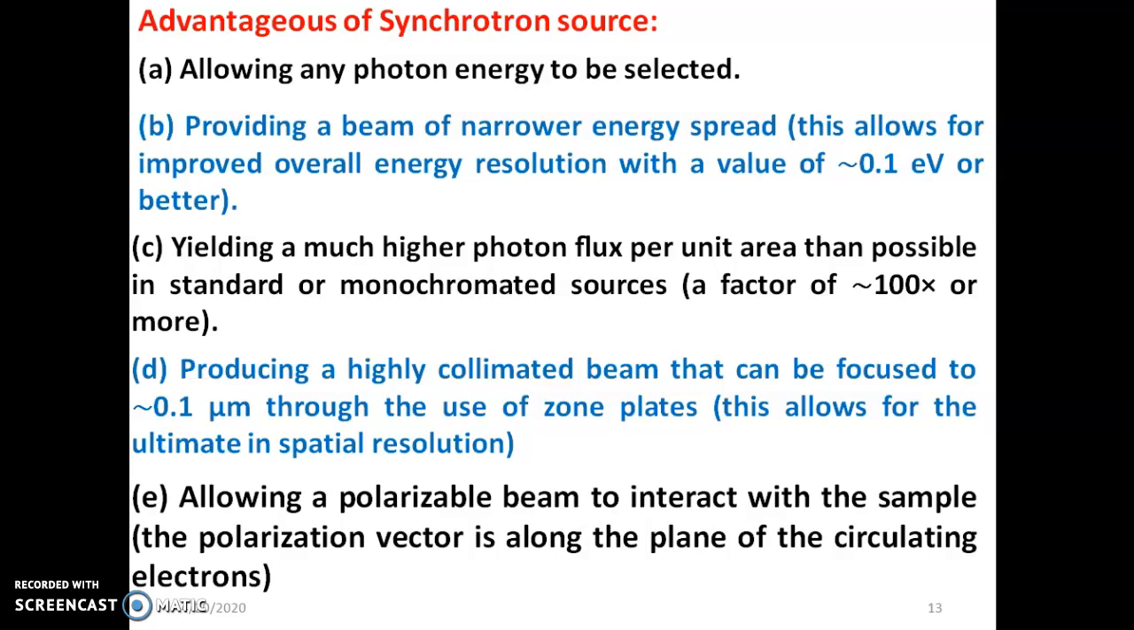Now we know that there are unpolarized and polarized beams. The polarized beam is a more ordered beam because there is a single direction of electric vector vibration and magnetic vector vibration. So these are more directional beams compared to the unpolarized beam, because in the unpolarized beam there are various electric field and magnetic field vibration vector directions. The polarization vector is along the plane of circulating electrons. Therefore, these can be produced by using the synchrotron source, which is not possible in the case of a standard source.